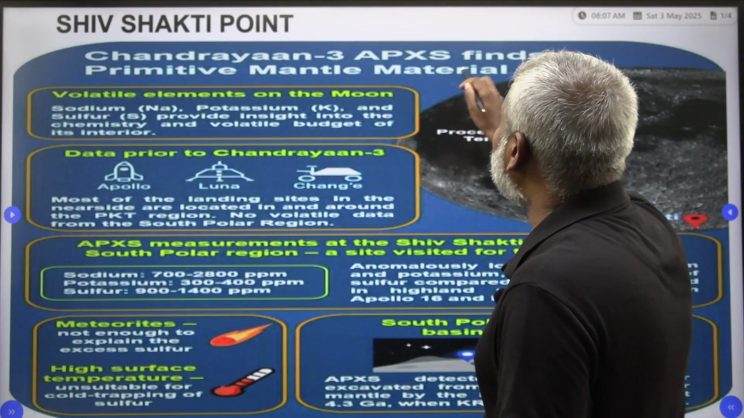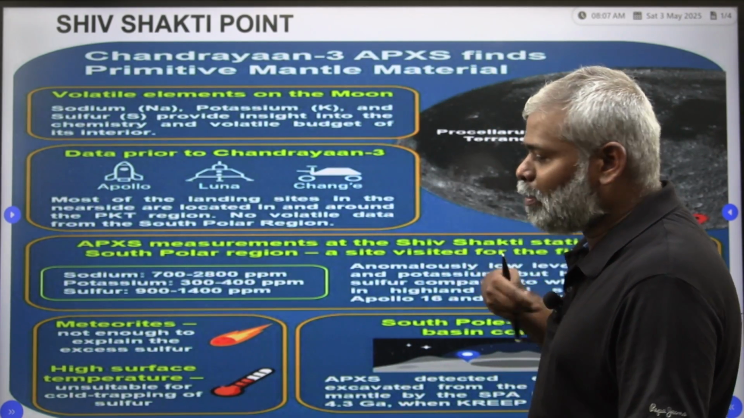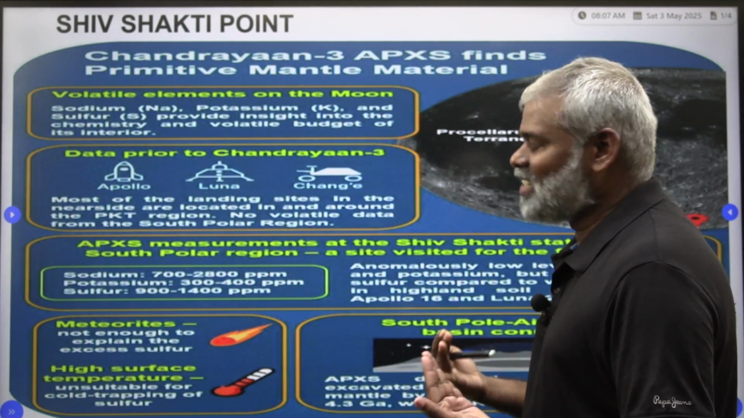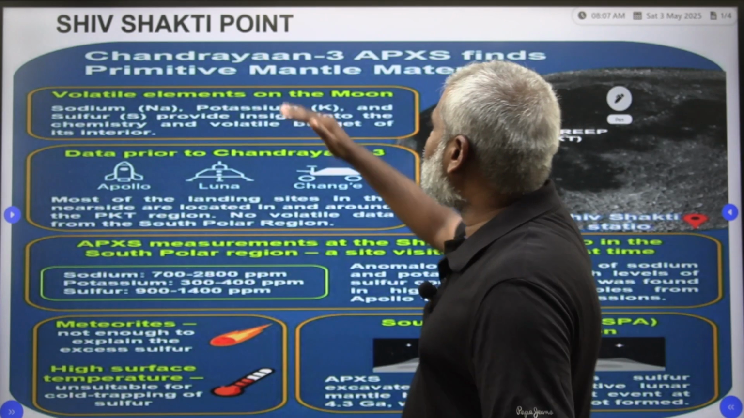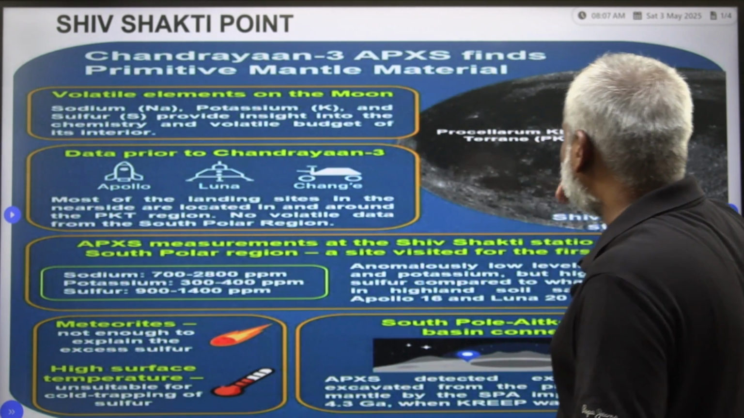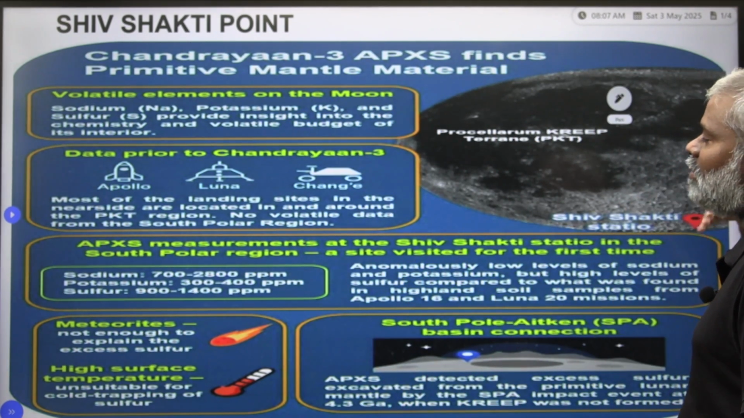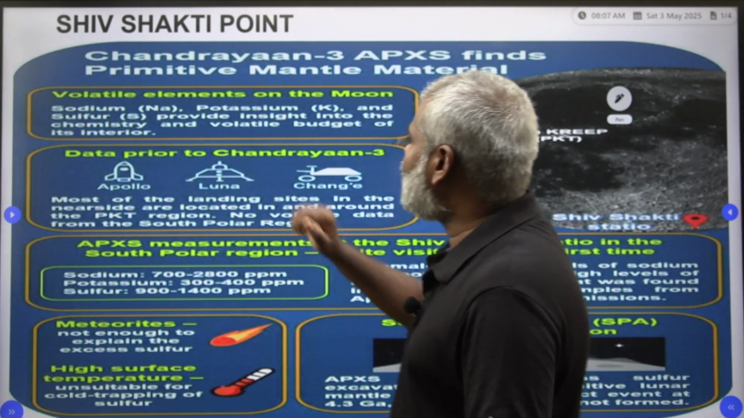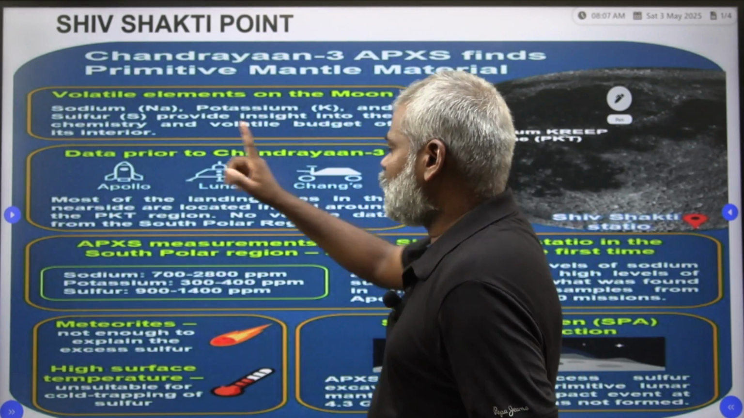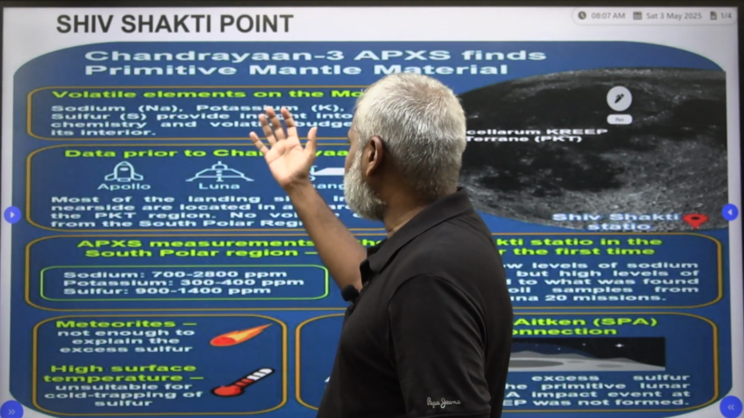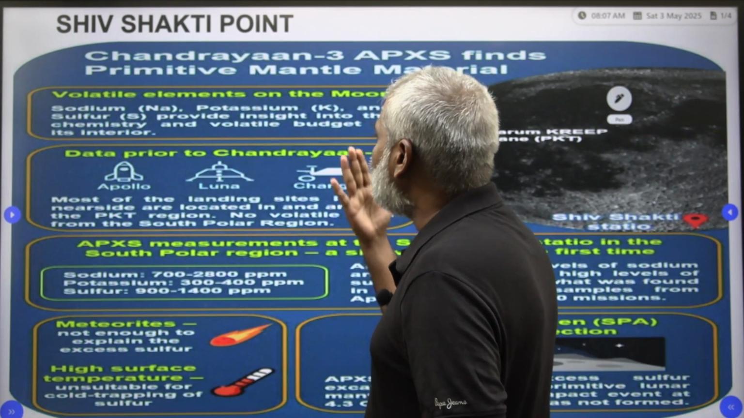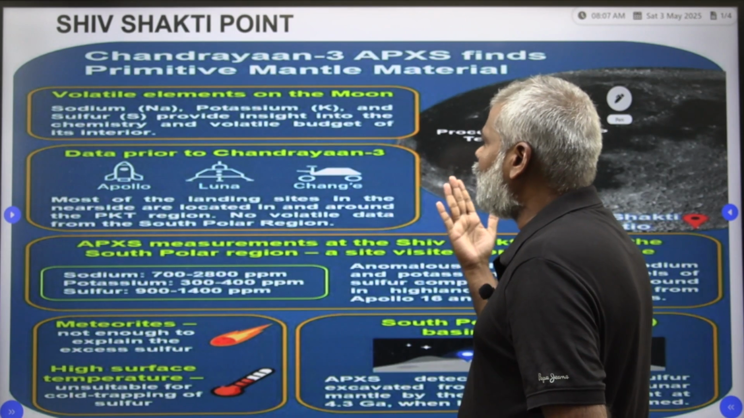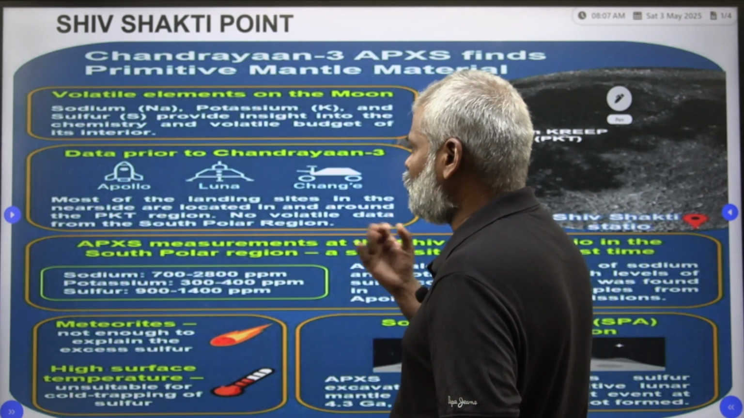Chandrayaan 3 APXS finds... APXS is the technology term. Due to the APXS technology, we found primitive mantle material, which we calculated at the Shiva Shakti point. Volatile elements on the moon: what are the elements there? Sodium, potassium and sulfur provide insight into the chemistry and volatile budget of its interior.